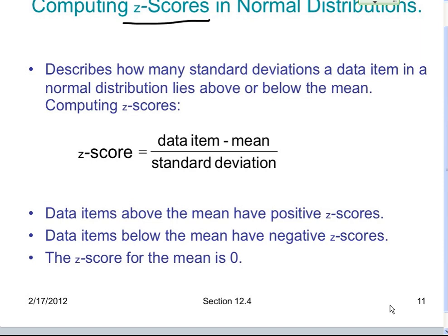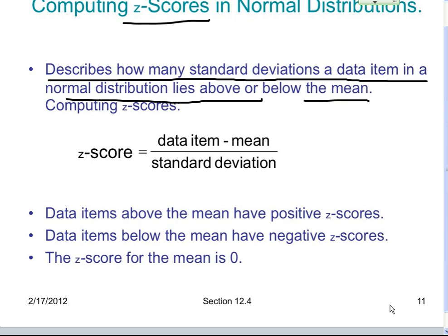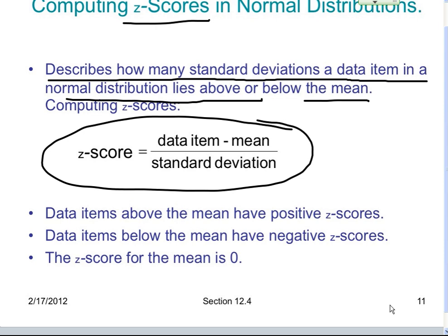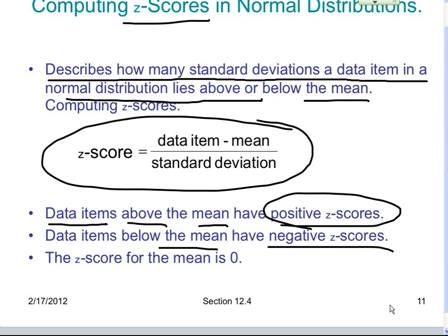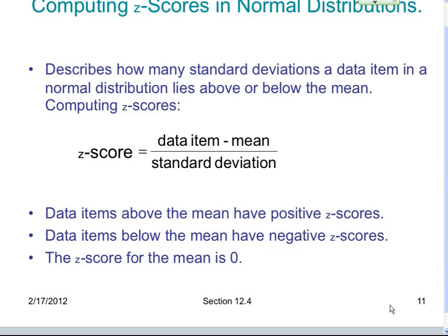A z-score describes how many standard deviations a data item lies above or below the mean. This is the formula. You will need this formula. Make sure you write it down. If we have a data item above the mean, that's going to have a positive z-score, and a data item below the mean is going to have a negative z-score. If we have a data item that is exactly the same as the mean, it's going to have a z-score of 0.